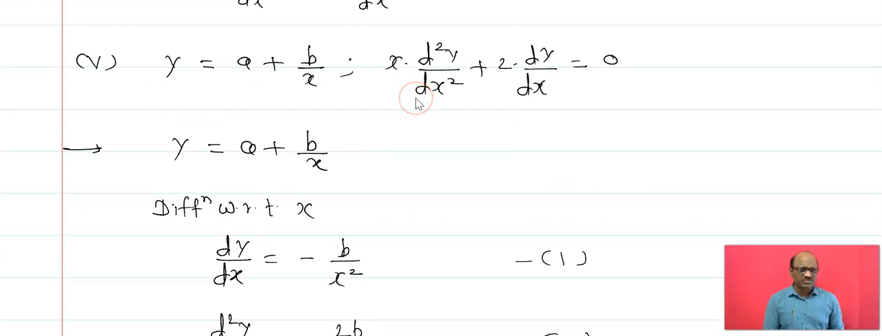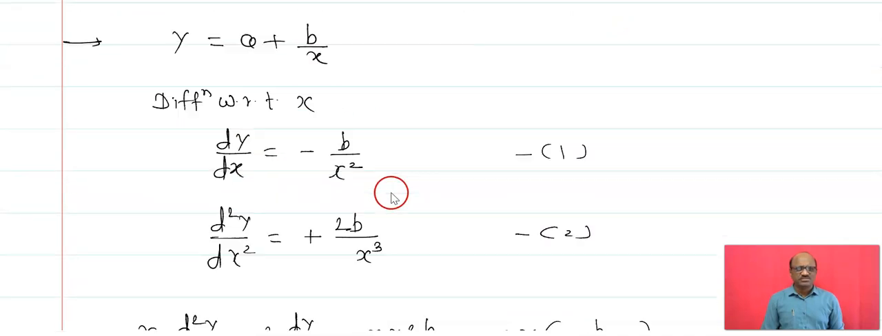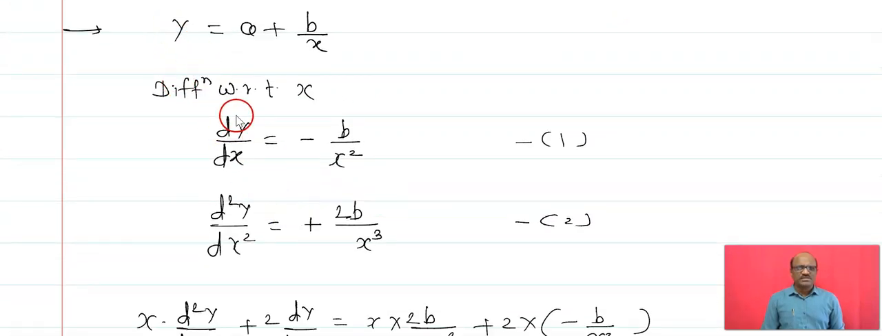Now the next is y equals a plus b upon x. The differential equation is x into d2y by dx square plus 2 into dy by dx equals 0. Now first, y equals a plus b upon x. Differentiate this with respect to x. The derivative of y is dy by dx, derivative of a is 0, plus b times the derivative of 1 upon x, which is minus 1 upon x square. Therefore dy by dx equals minus b upon x square. This is equation number 1.